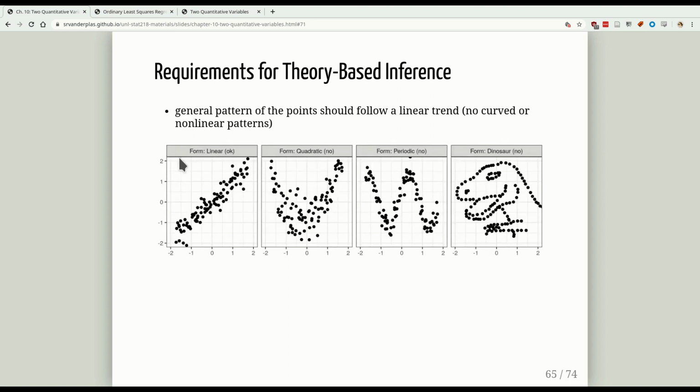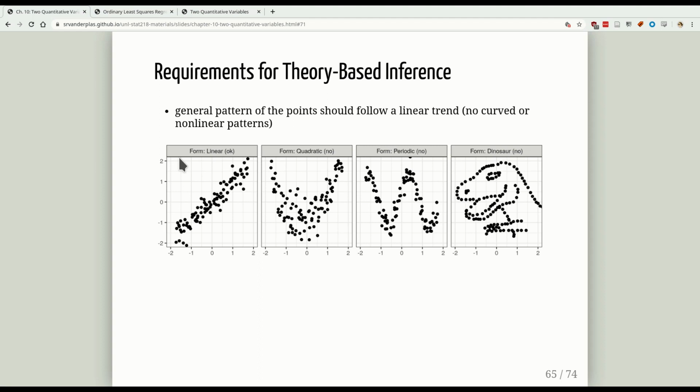The general pattern of points should be linear means that only the first plot is something that we could conduct theory-based inference on. In the second plot, we've got evidence of some curvature. In the third plot, we've got evidence of curvature. In the fourth plot, I don't know what we have. I mean, okay, it's a dinosaur, but there's no evidence of any sort of linearity there. It's not clear what we'd be conducting theory-based inference on. So, yeah, can't do theory-based inference on a dinosaur. Never thought I'd say that out loud.